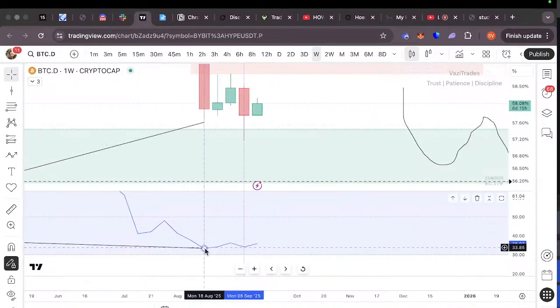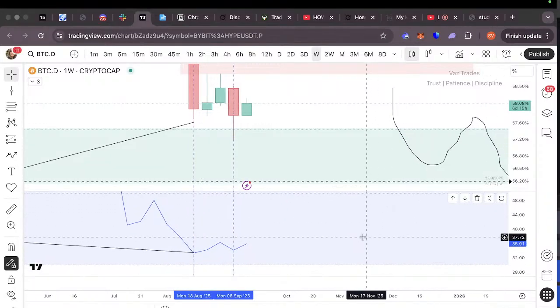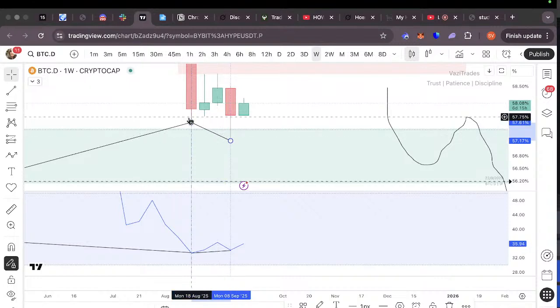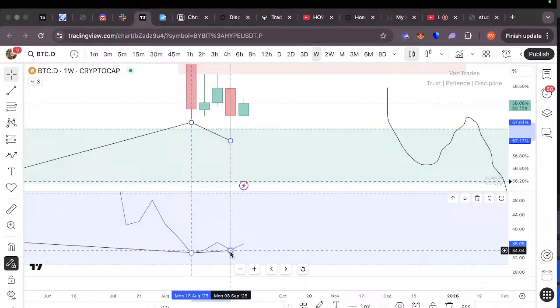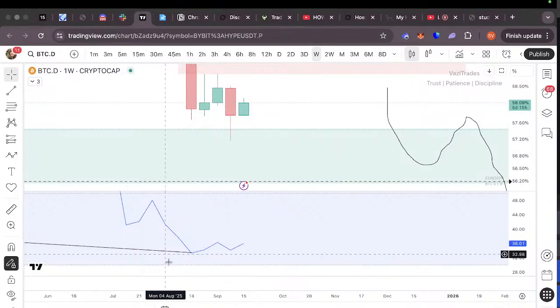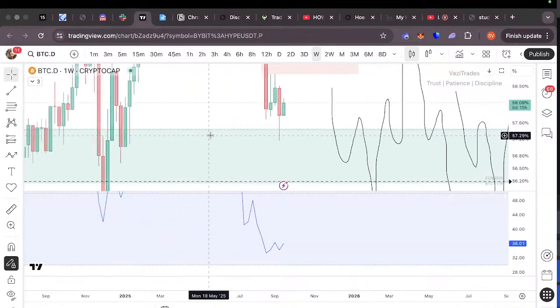So we can see that RSI is flat. So right now it formed another bullish divergence, a hidden one. RSI is flat, but meanwhile on the chart it shows a lower low. So this was the low, this is another low, but here it's slightly higher, this one, the September 8th weekly candle. So it's showing a higher low, which means Bitcoin dominance shows us bullish divergence on the weekly, and this is a really strong signal. What can happen right now?